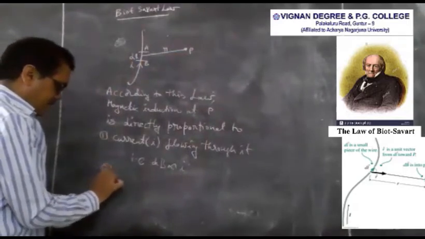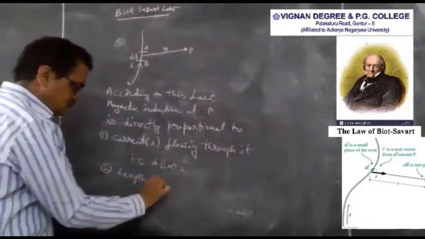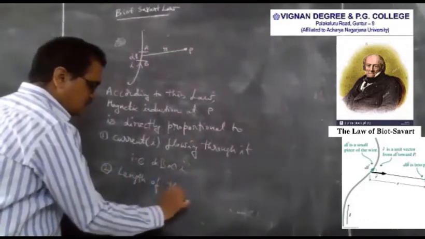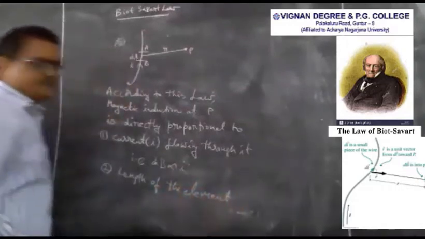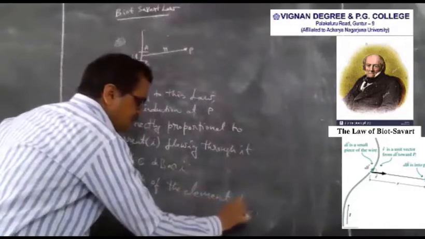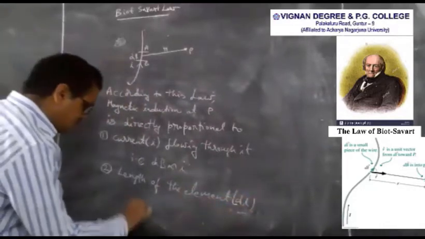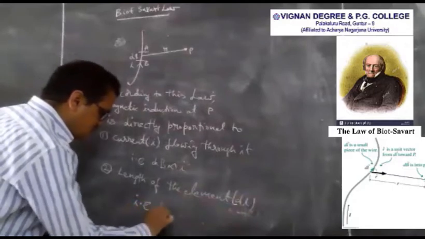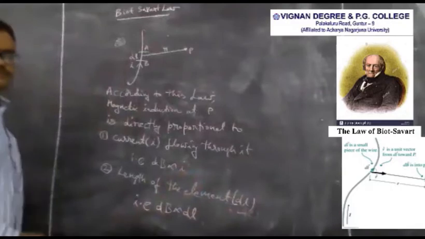Second one, length of the element, dl. That is dB proportional to dl.